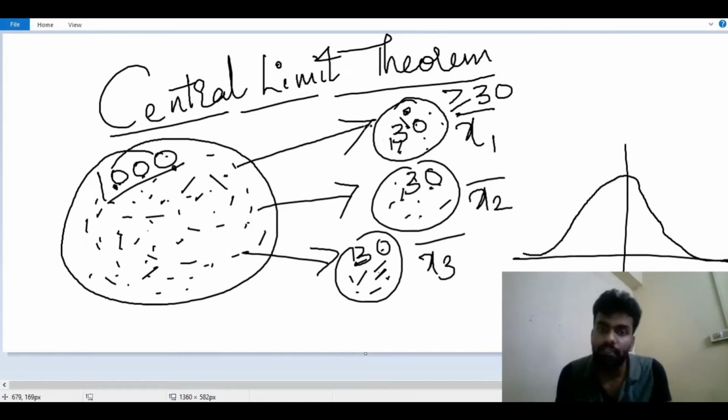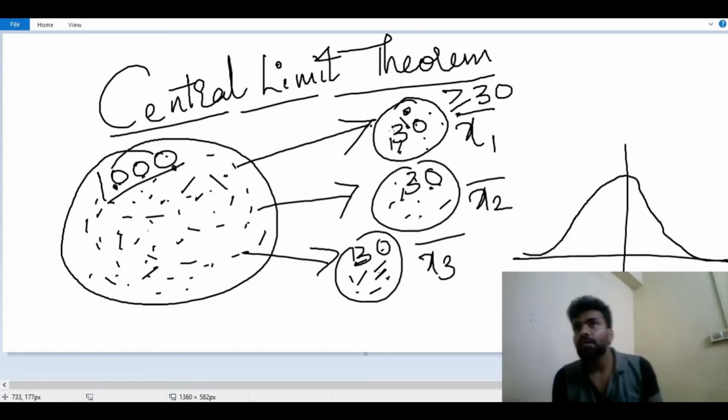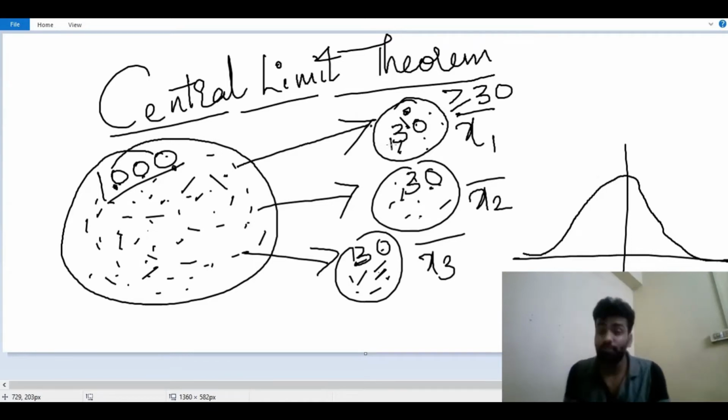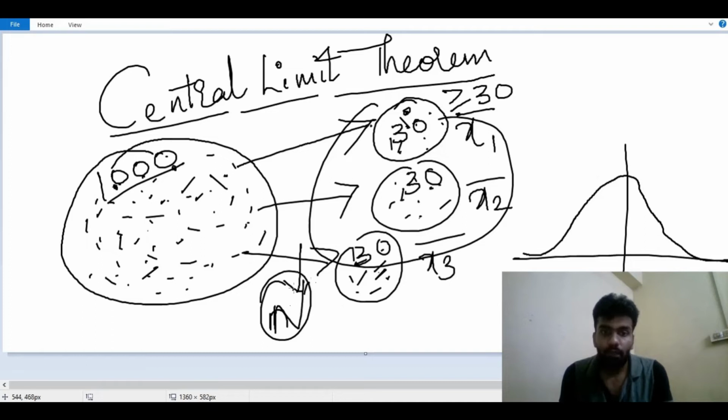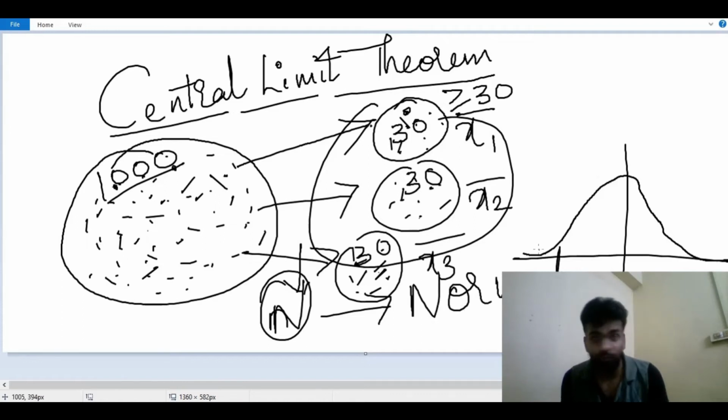When compared to 30, if you take 40 or 50 or 100, if your sample size is 100, then there is more chance that your distribution will be normal. So that's the rule of thumb. And here I mentioned only 3 samples. So even if you increase the number of samples, the distribution is more likely to be normal. So that's the rule of thumb for this central limit theorem.